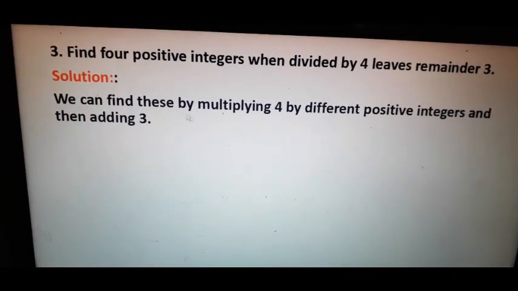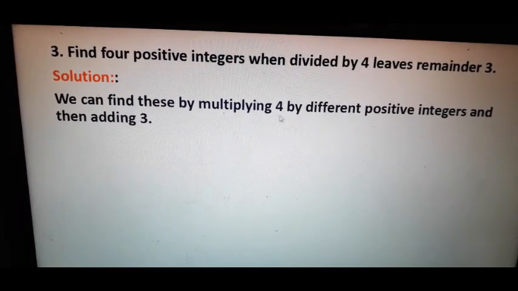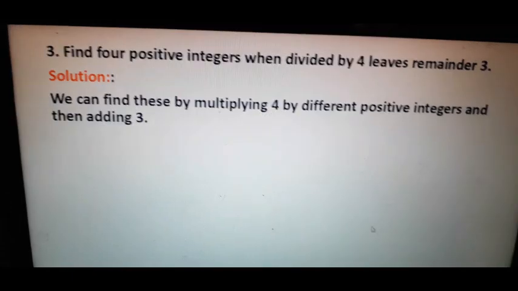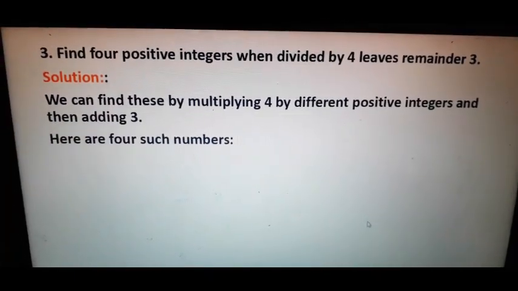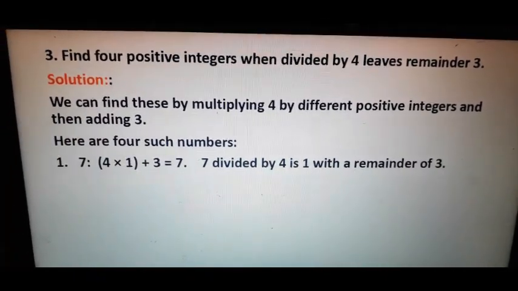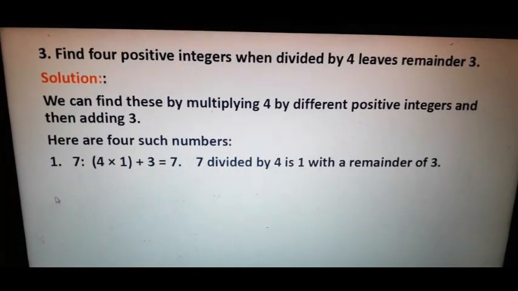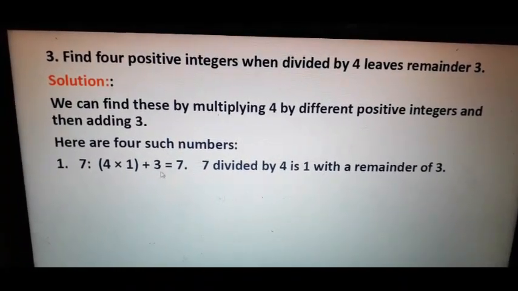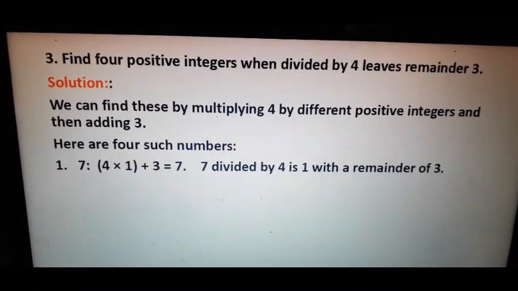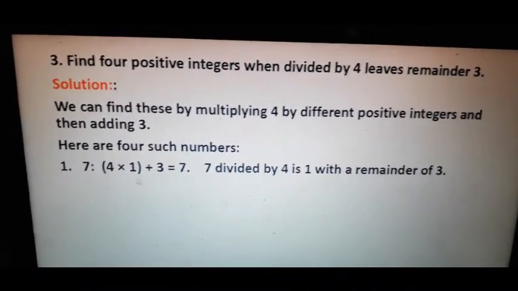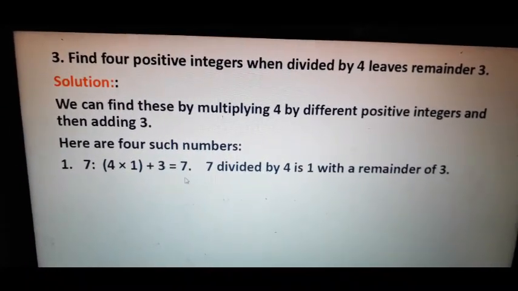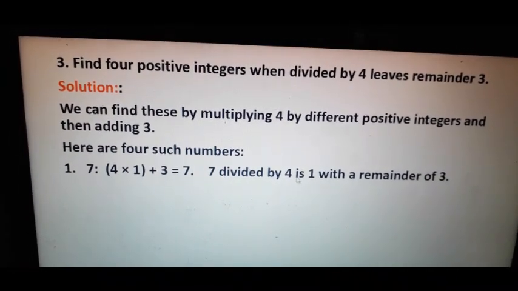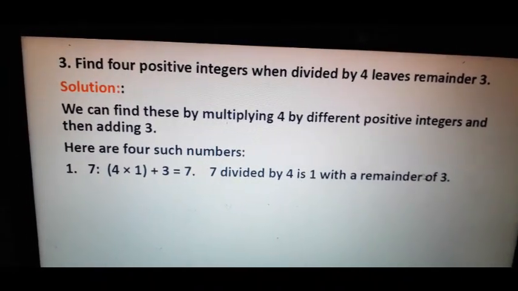We can find this by multiplying 4 by different positive integers and then adding 3. Let's see 4 of them. When we take 7 divided by 4 is 1. The remainder is 3. So 4 times 1 plus 3 is how much? 7.